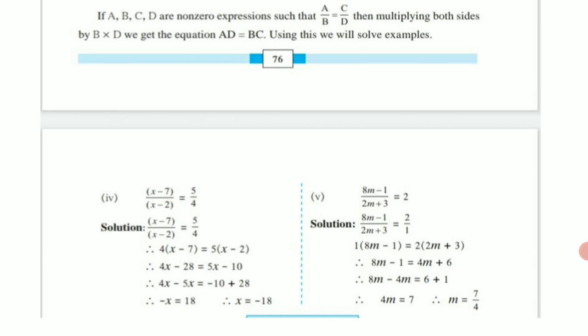Next, (8m minus 1) upon (2m plus 3) is equal to 2. (8m minus 1) upon (2m plus 3) is equal to 2 upon 1. 1 into (8m minus 1) is equal to 2 into (2m plus 3). 8m minus 1 is equal to 4m plus 6. 8m minus 4m is equal to 6 plus 1. 4m is equal to 7. m is equal to 7 upon 4.